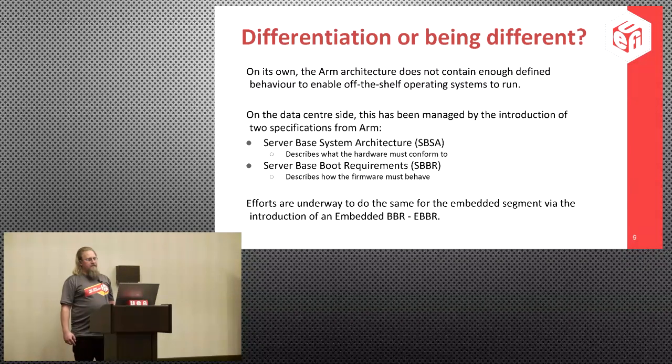On its own, the ARM architecture doesn't contain enough defined behavior to enable off-the-shelf operating systems to run. On the data center side, we have two companion specifications that help people build systems that run firmware which, if implemented according to the firmware specification, can look like a coherent platform that you can just run a generic operating system installer on and install all generic stuff. We currently have efforts underway to do the same for the embedded segment via the introduction of an embedded baseboard requirements document, EBBR.